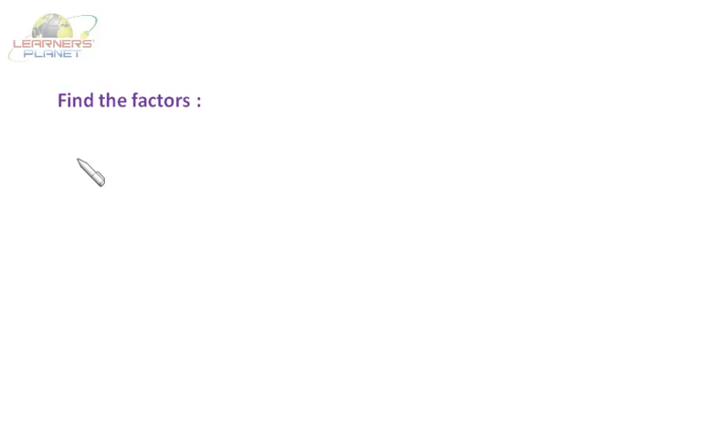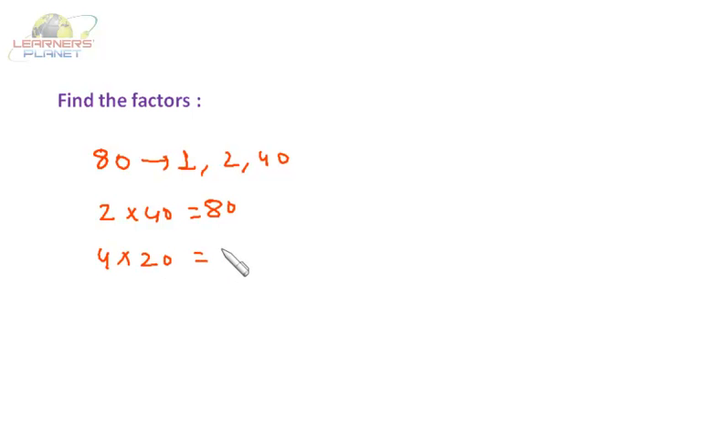Now let's find the factors of 80. Okay, so 1 will be definitely a factor of 80. Now 2 into 40 is 80. That means 2 and 40, both of them are factors of 80. Similarly, 4 into 20 is 80. That means 4 and 20 are the factors of 80.